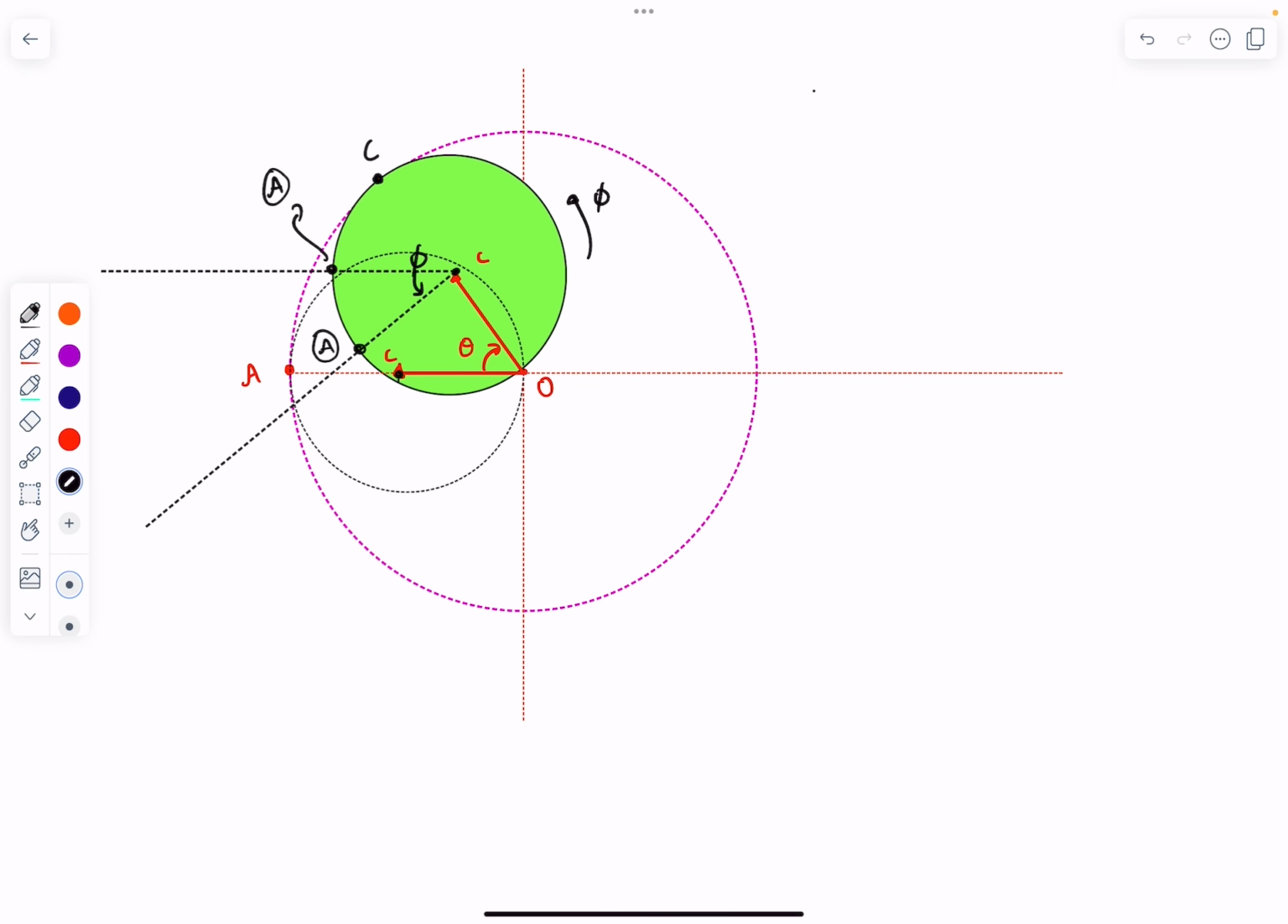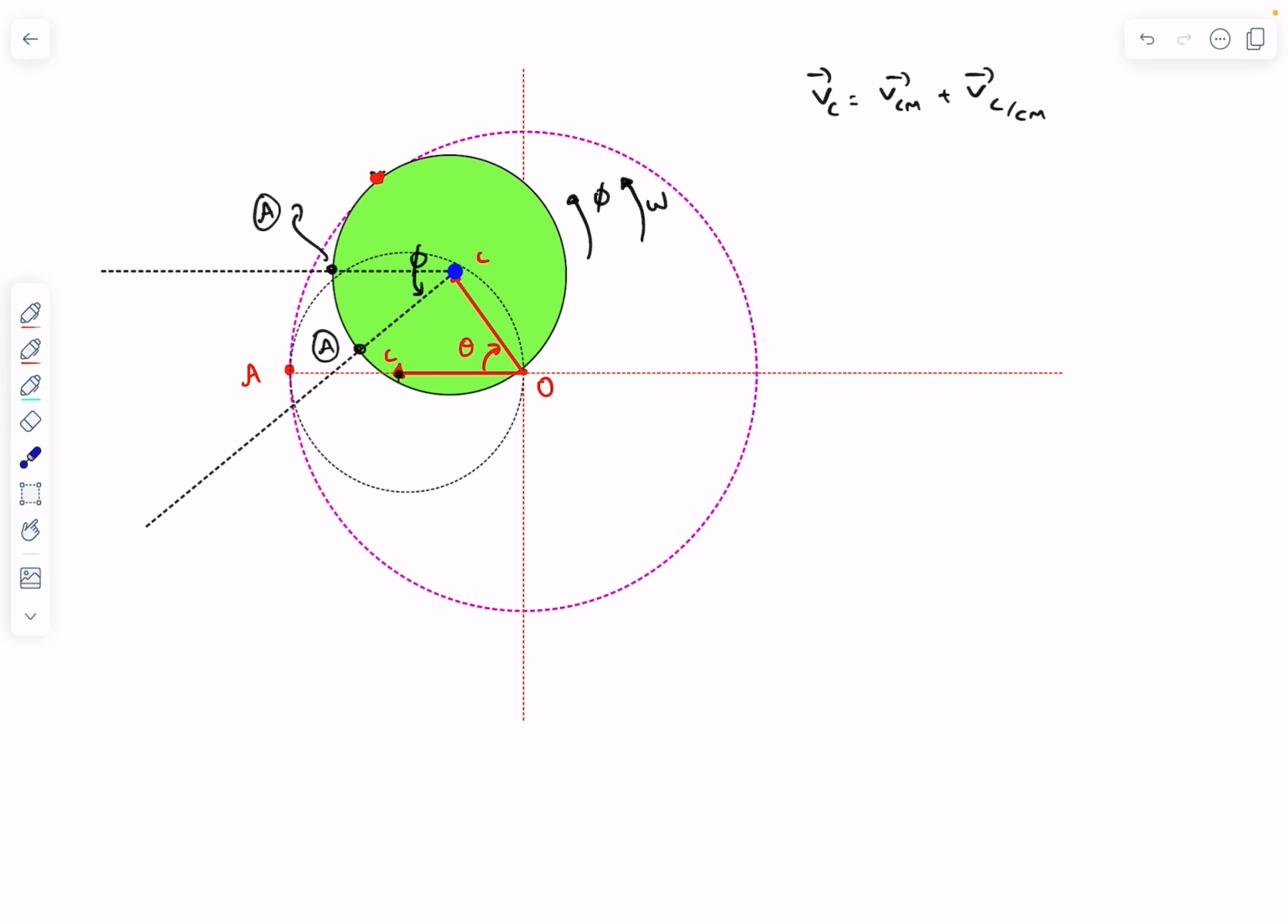The velocity of C is going to be the velocity of the center of mass plus the velocity of C with respect to the center of mass, right? The velocity of the center of mass we know, it's u perpendicular to the line CO. With respect to the center of mass, we'll only observe pure rotation with an angular velocity of, let's say, omega. So C will be like a hinge about which all the points will be performing a circular motion.